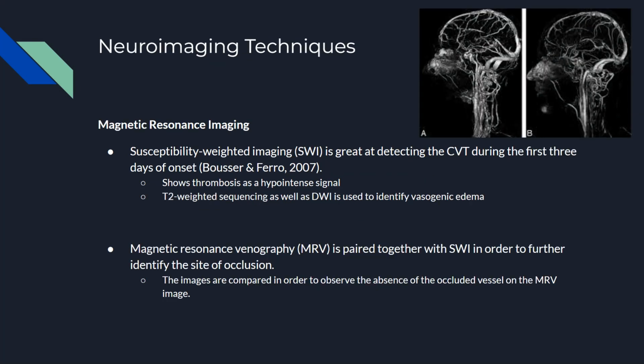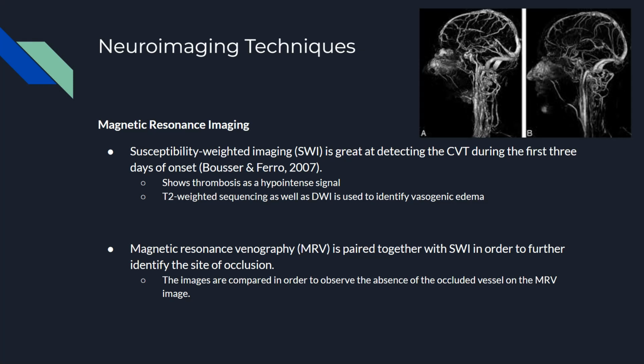MRI will be the choice for physicians, specifically the sequencing of susceptibility weighted imaging. It can give an extremely detailed map of the vessels and can, according to Busser and Farrow, show the thrombosis as a hypointense signal, as opposed to T1 and T2 weighted, where it's difficult to discern from regular veins.